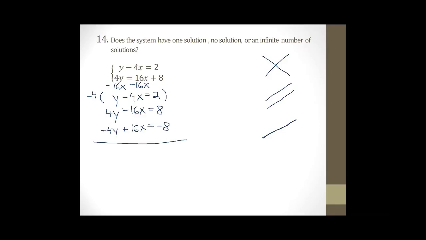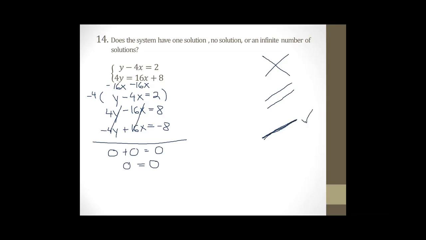4y minus 4y, which cancels out, is 0. -16x plus 16x also cancels out, which is 0. And then 8 minus 8 is also 0. So now I have 0 equals 0. This is a true statement. And whenever I have a true statement, that would be lines that are exactly on top of each other.